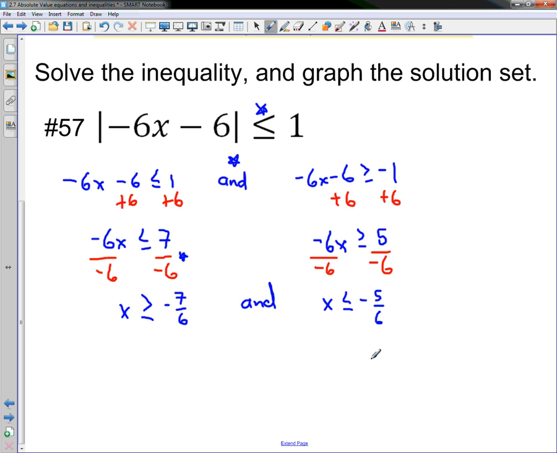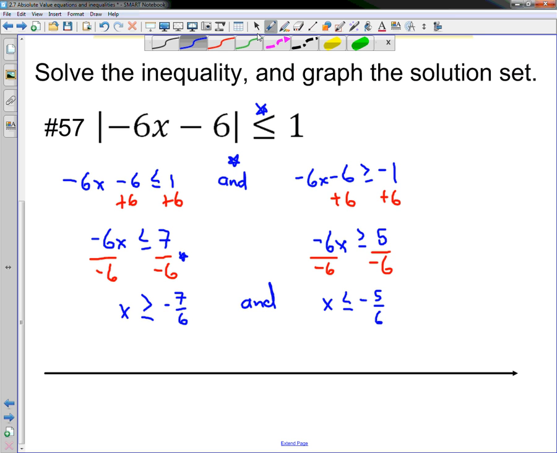So let's go ahead and get our number line. Okay, so here's our 0. Here's my negative 1. Now if I turn these into decimals, I'll see that negative 5/6 is almost the negative 1. And negative 7/6 is just past. So if you need to turn those into decimals to see where they're at, you can do that.